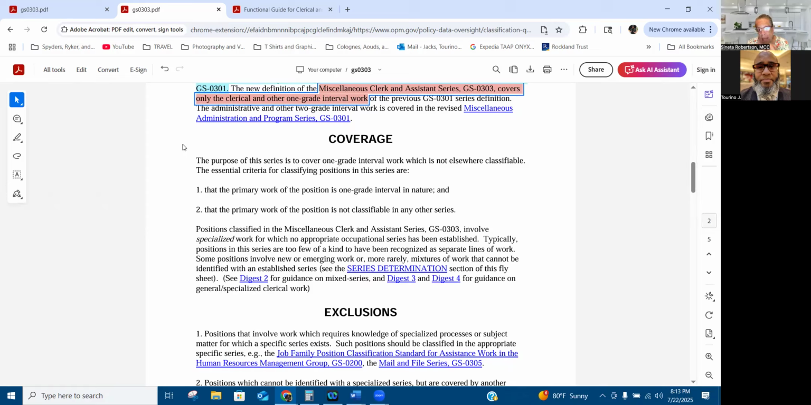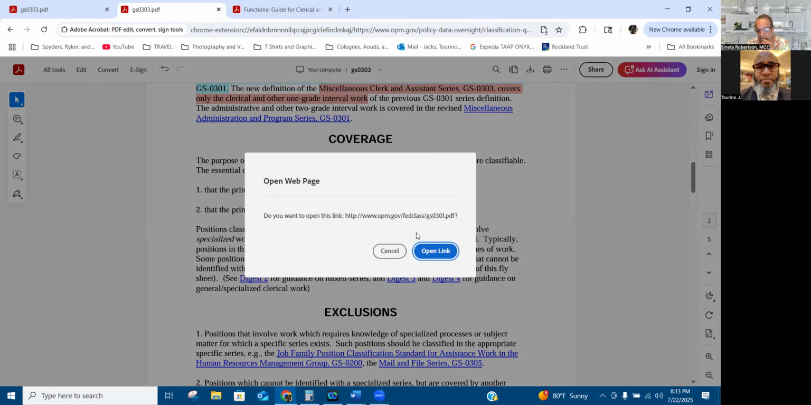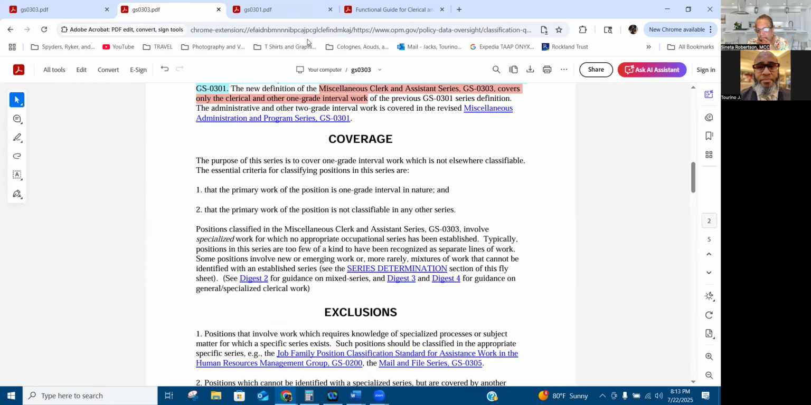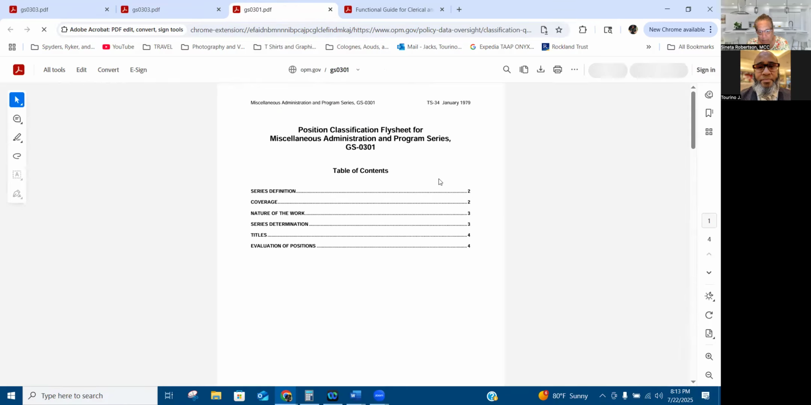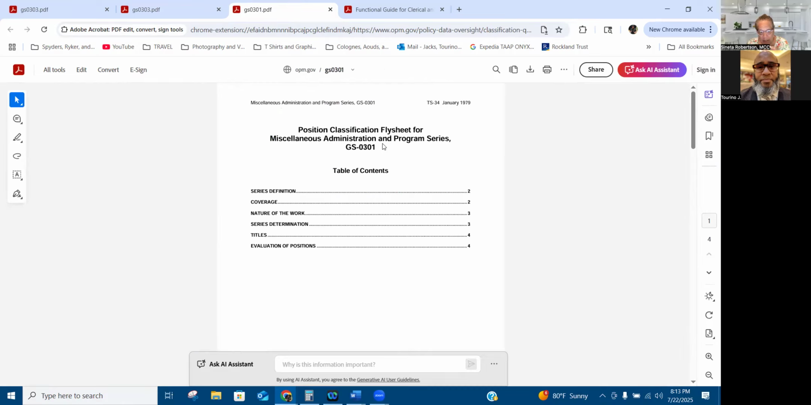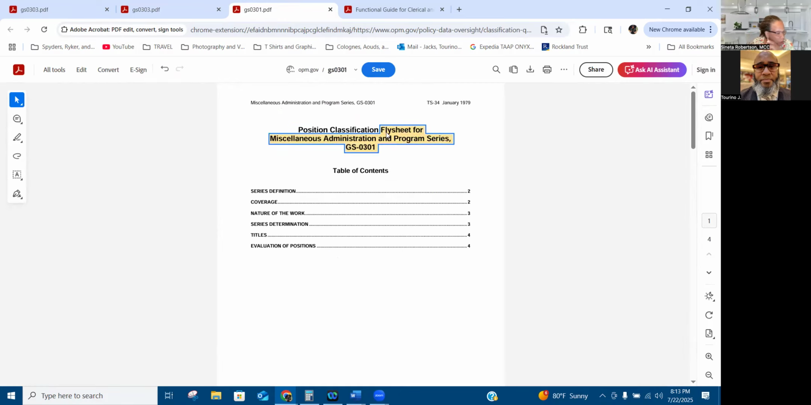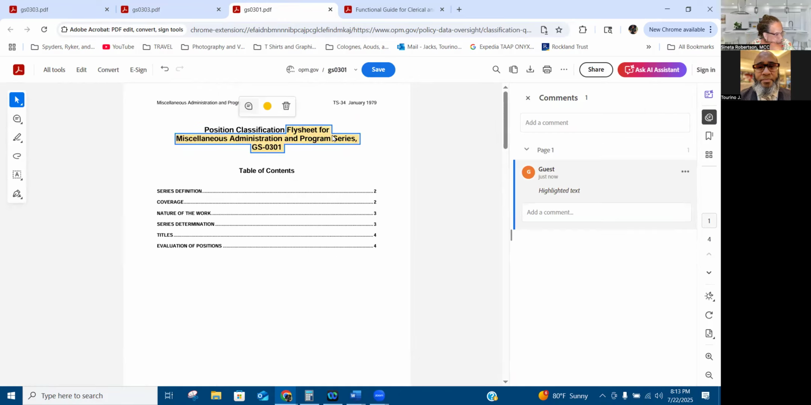And the same thing applies with the 301. That series is a fly sheet, and then you have to go to the administrative analysis grade evaluation functional guide to get the nine factors. See, it's a fly sheet. And when you go into series evaluation of positions, it's going to tell you to go to that other functional guide.